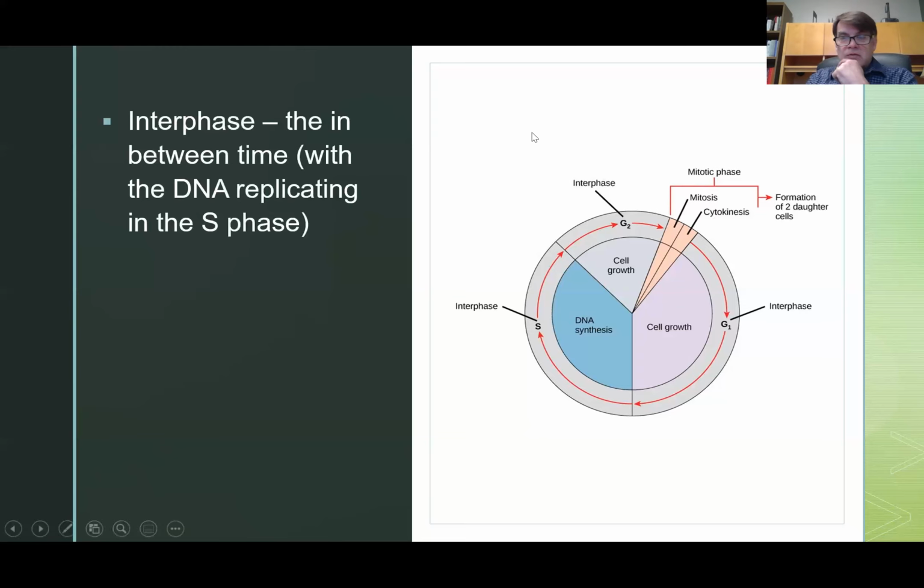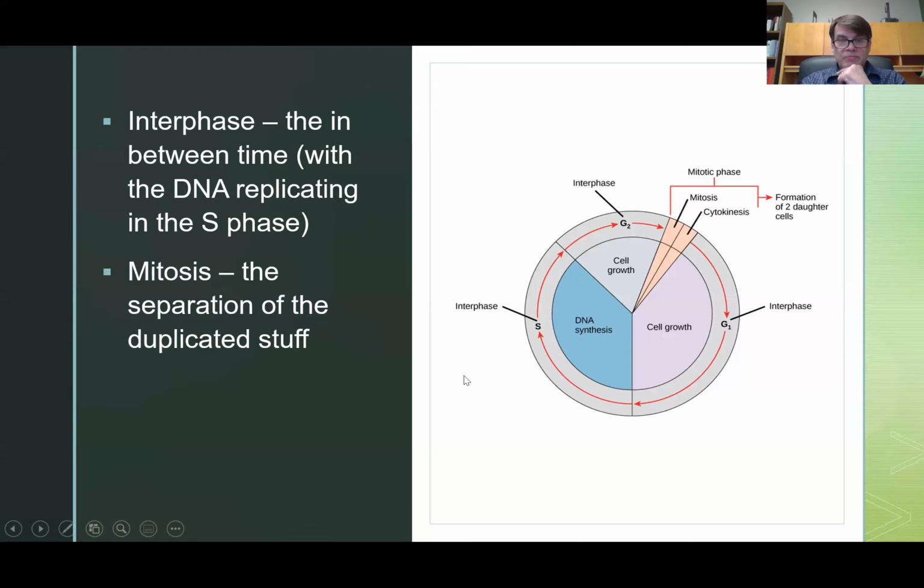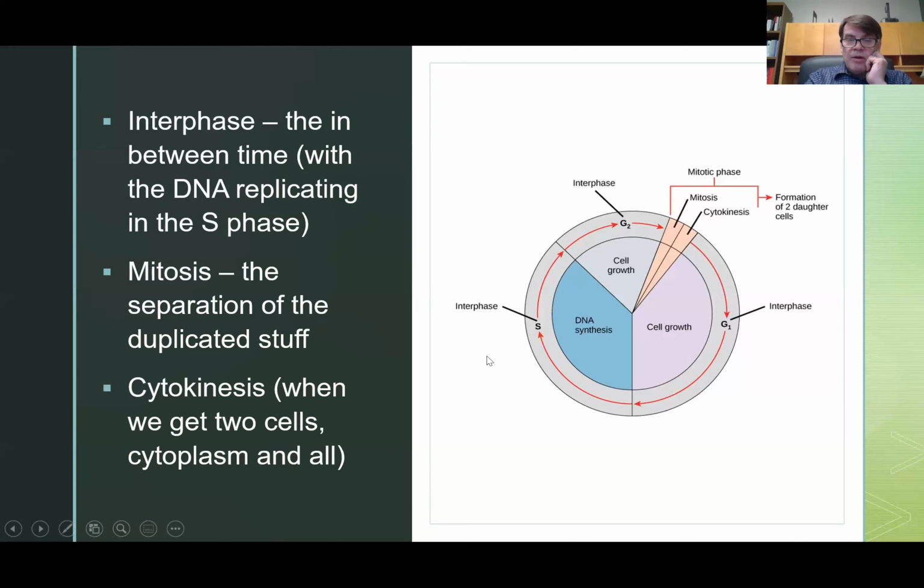So this is interphase, the in-between time, with DNA replicating in the S phase. I know that's something that you're going to need to know. And mitosis is the separation, basically the stretching into almost two, and then cytokinesis is where we've got two babies. Okay, so that's an overview of the process. Interphase, in between the phases. Mitosis, the splitting, and cytokinesis, the movement into two. Okay, there you have it.